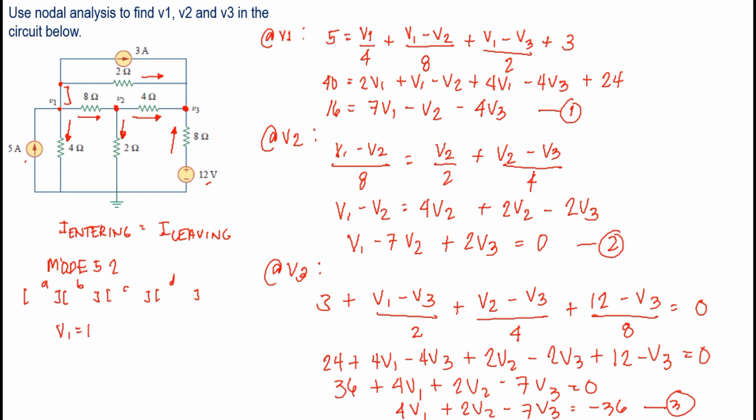So this is mode 5-2, and you will find the answer. Our V1 is equal to 10 volts, V2 is equal to 74 over 15 volts, which is also equal to 4.933 volts. Then V3 is equal to 184 over 15, and that is equal to 12.267 volts. And those are our nodal voltages.